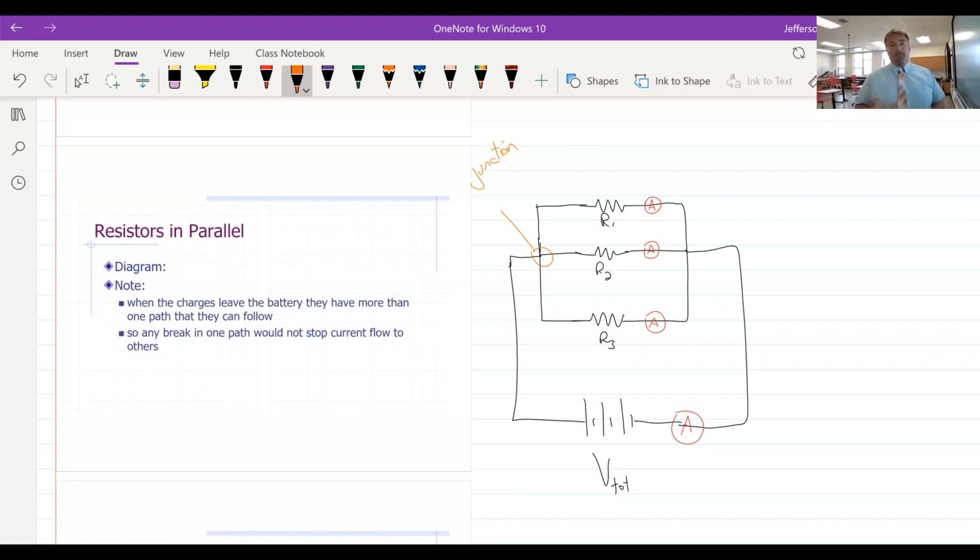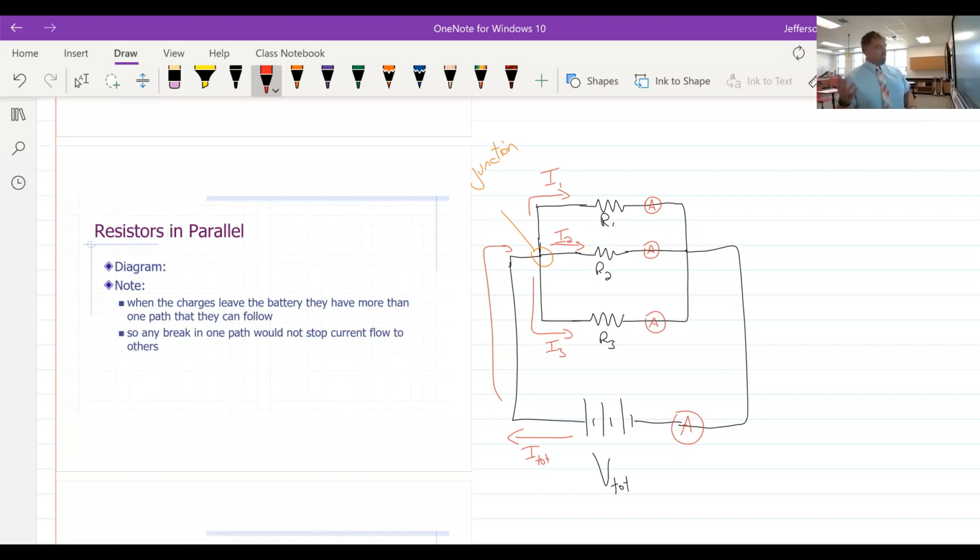And so what happens is the current comes up and it's given a choice. Let me put this in. We have our current leaving the battery, once again our I total, and I total comes up through. But now when it gets to that junction, it's going to split. Some of that current is going to go through R1, so that'll be I1. Some of the current will go through here, that'll be I2. And some of the current is going to go down through here, and that will be I3. Okay, so this is our basics.